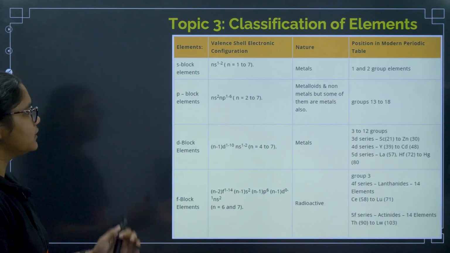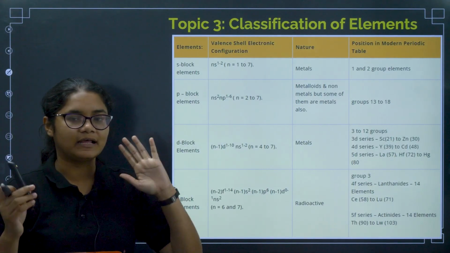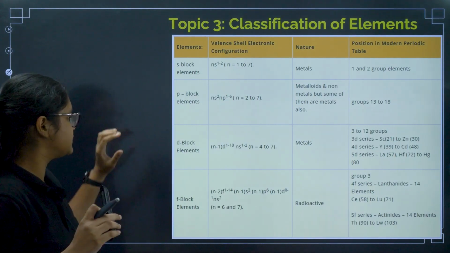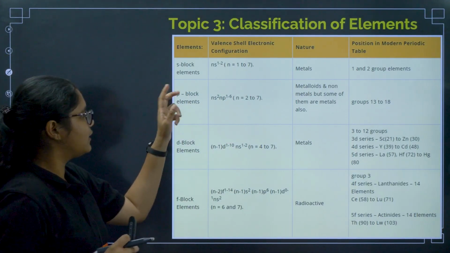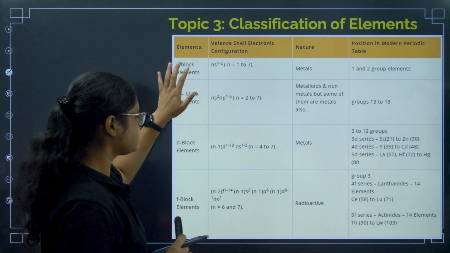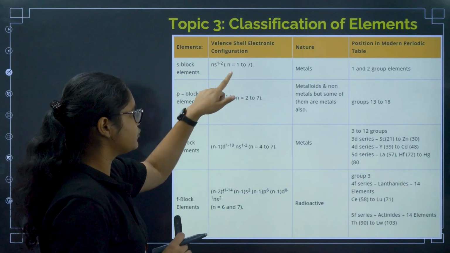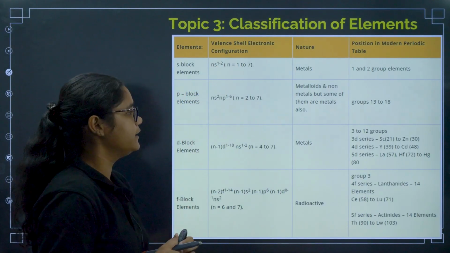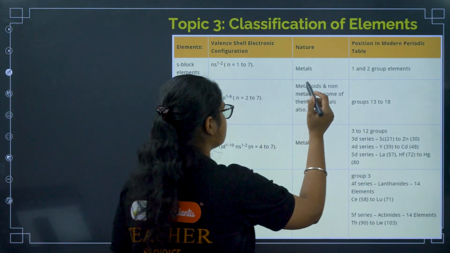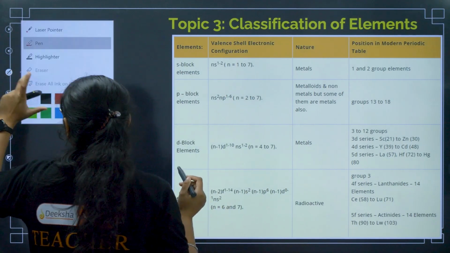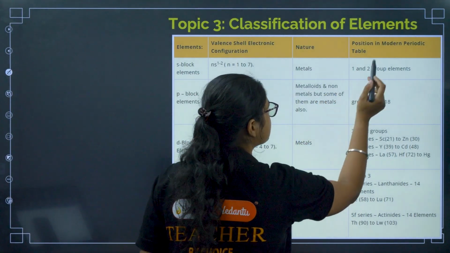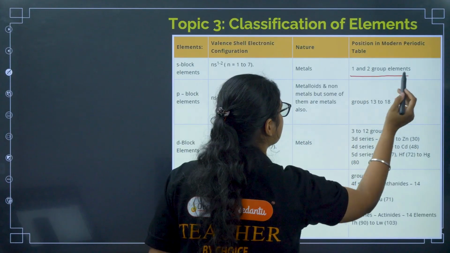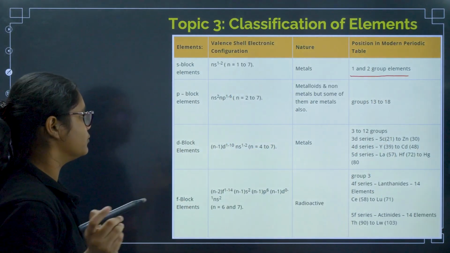Now coming to the classification. The periodic table has 4 major blocks: s block, p block, d block and f block. So s block is ns1 to 2, the electronic configuration, right? And they are generally metals. They contain your group 1 and group 2, right?